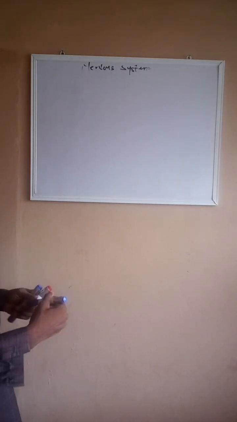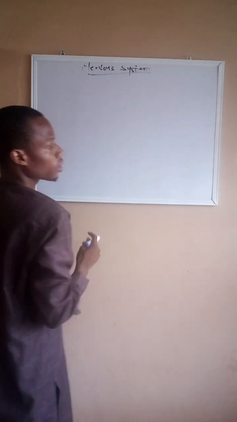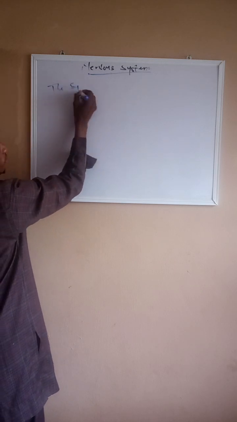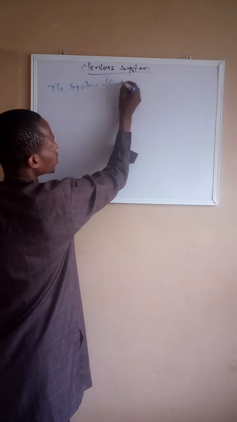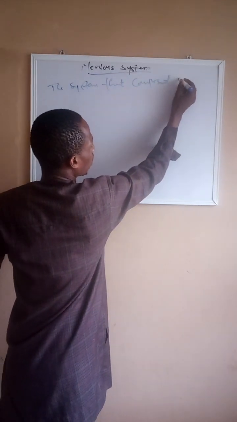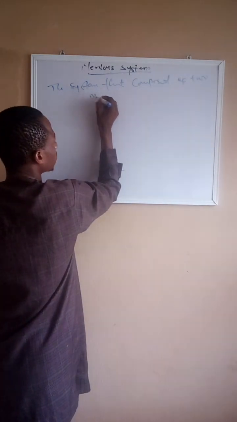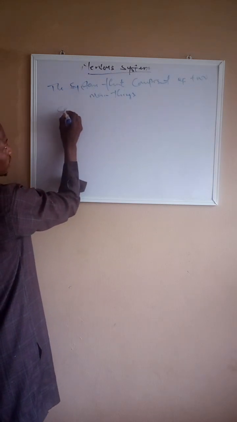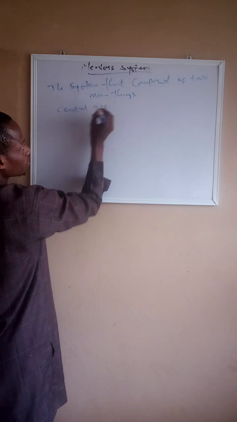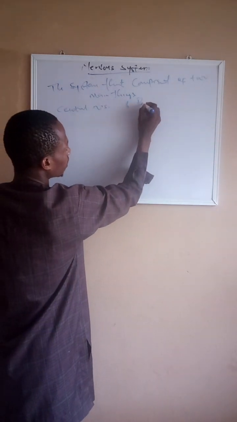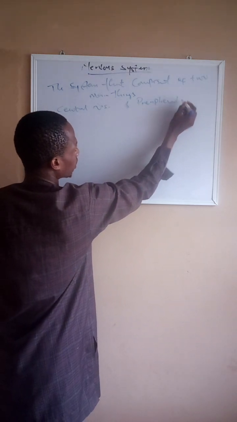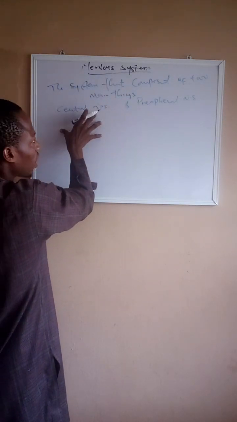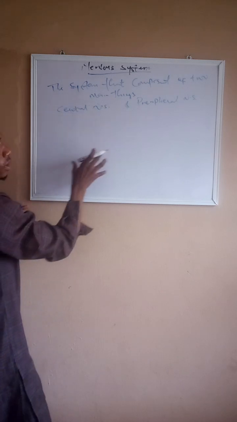Hello everyone. Today we'll be discussing the nervous system. What is the nervous system? This is the system that's composed of two main things. One, the central nervous system. And two, the peripheral nervous system. This system is basically composed of the two aspects: the central nervous system and the peripheral nervous system.